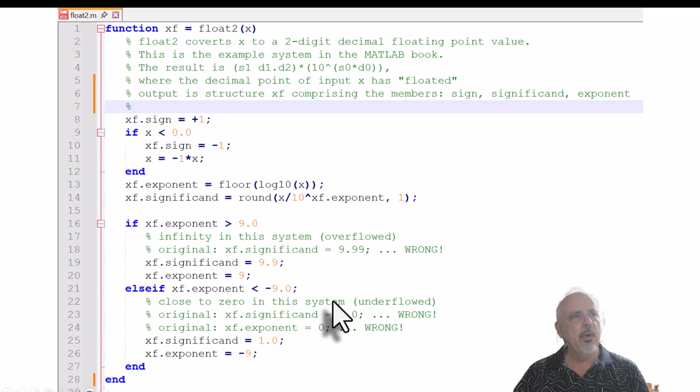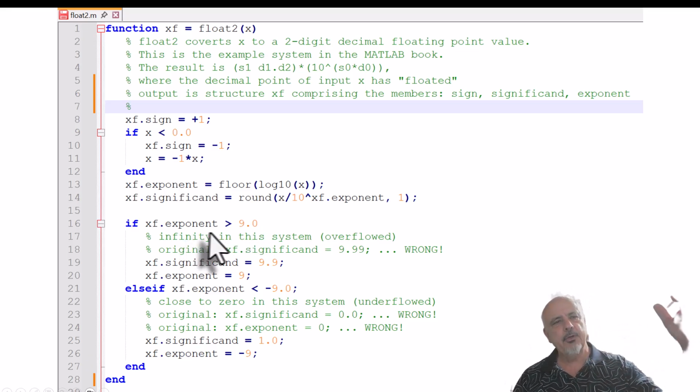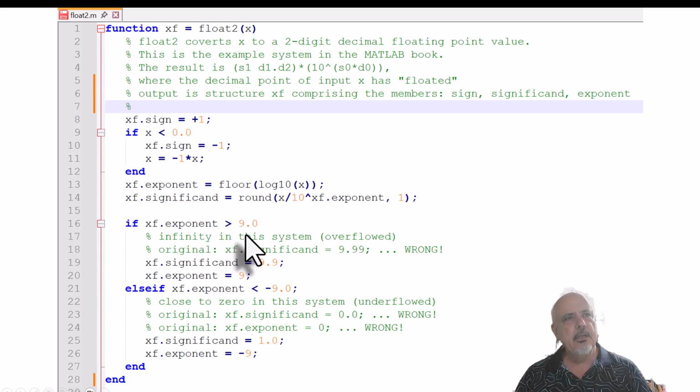All right, so I actually had an error in my float 2 code. Hopefully everyone's looking at my day 4 version of this. What the error was is, you go through and you get your exponent and your significand, you get those fine. But if it's an overflow situation where the exponent is bigger than 9, then you need to clamp it in that way. Make the significand 9.9 and the exponent 9.